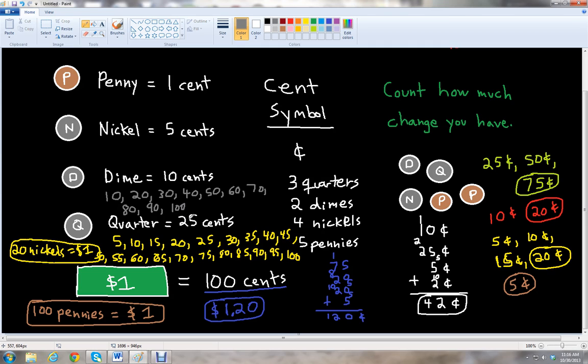So now we count how many tens that we have, or dimes. So we have 1, 2, 3, 4, 5, 6, 7, 8, 9, 10. So we know that 10 dimes equals $1. 10 dimes equals $1.